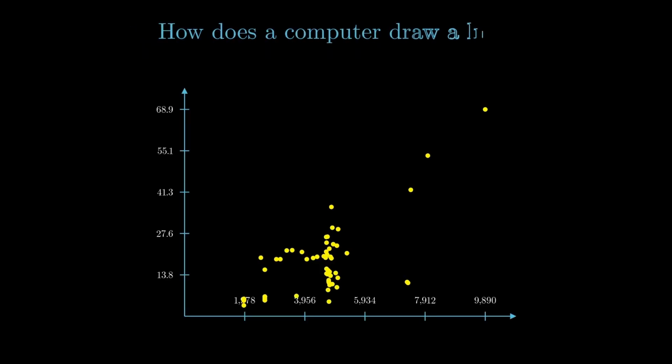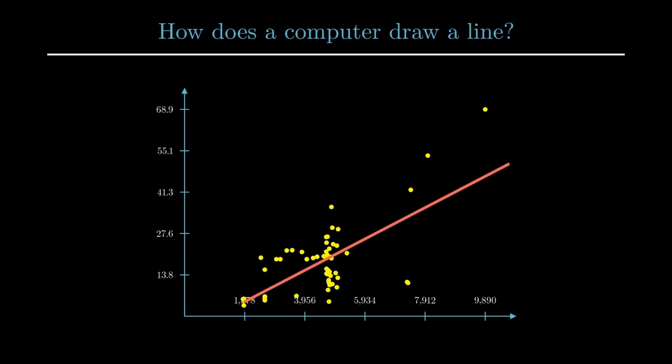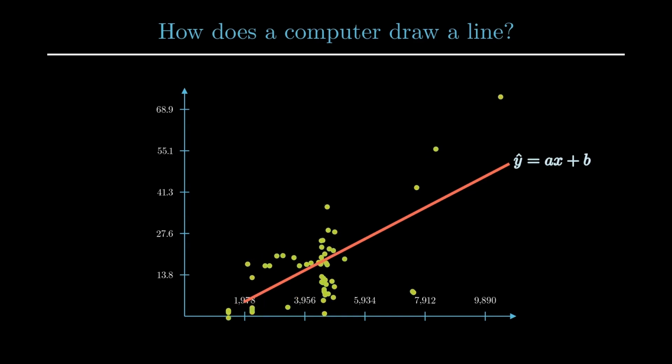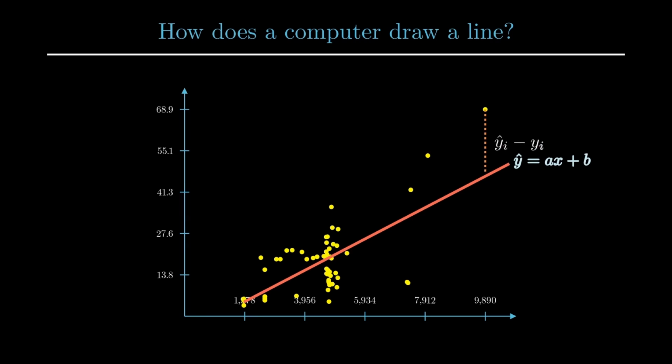So, how exactly did the computer find that red line or plane? This red line is our prediction, represented by y sub i hat. The yellow points are the actual values, y sub i. When the computer draws the red line, you can think of it as finding the line that minimizes the difference between predicted and actual values. The difference for a single point is y sub i hat minus y sub i.